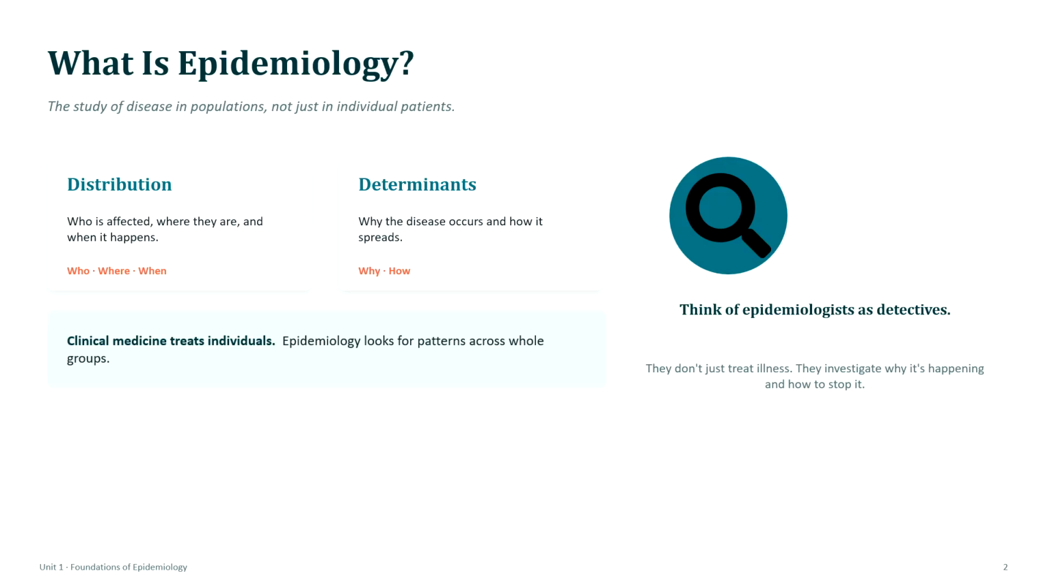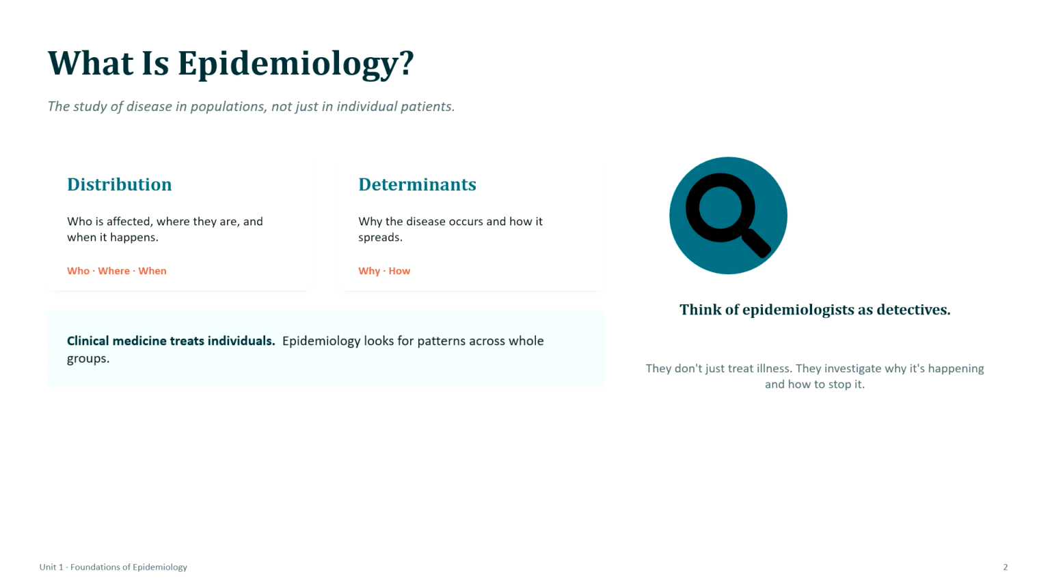So, what exactly is epidemiology? At its core, it's the study of how disease is distributed in populations and what determines that distribution. Notice there are two halves to that definition. Distribution answers who, where, and when, the descriptive side. Determinants answer why and how, the explanatory side.